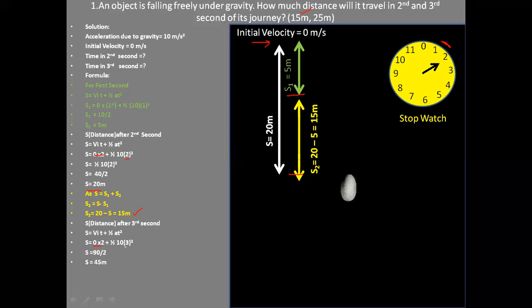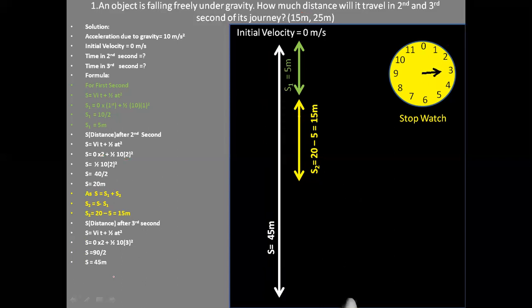That means the total time was 3 seconds, so we'll take the square of it. It will be 9 multiplied by 10, 90, divided by 2. It is going to be 45. That means this much displacement, from here to here, is going to be 45 meters in total. But we have to calculate the displacement in just the third second.